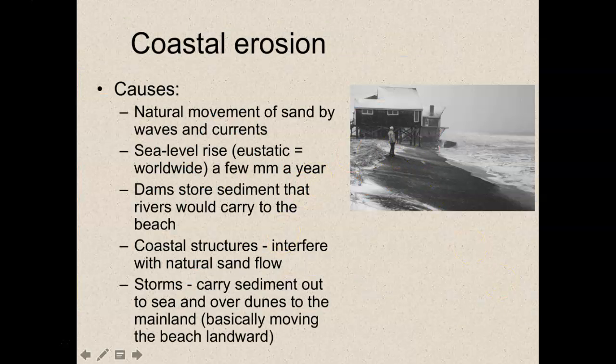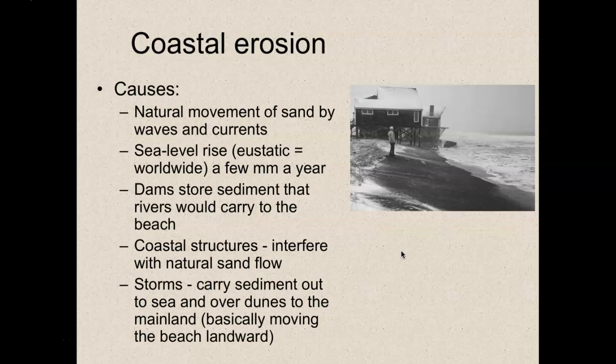All right. Coastal erosion. Erosion sounds like a bad thing, but it's not. It's a natural movement of sand by waves and currents, and it's changed by the sea motion, whether or not there is sea level rise. Eustatic means a global sea level rise, a worldwide sea level change. And right now we are experiencing a few millimeters a year with eustatic sea level rise.